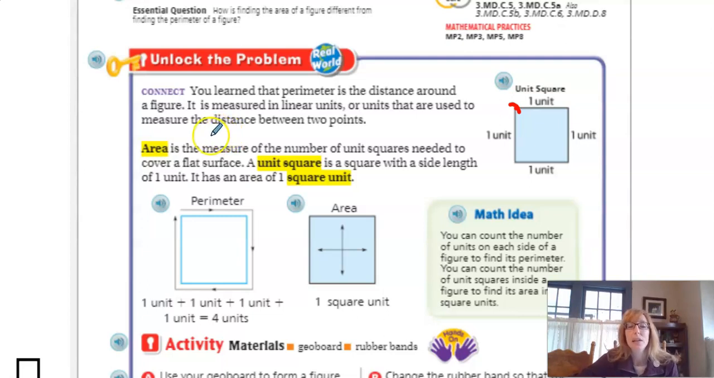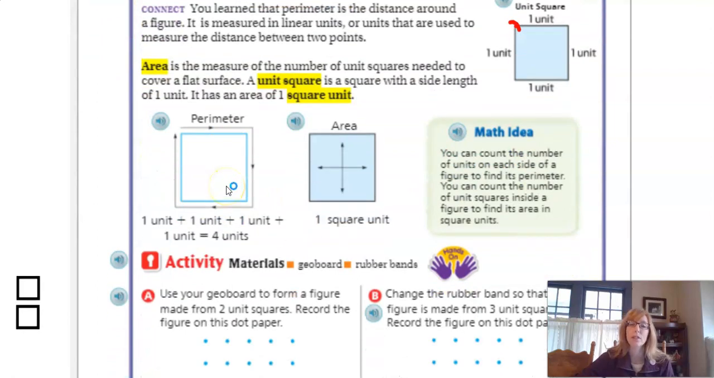Area is the measure of the number of units squared needed to cover the flat part. So now we're talking about the inside part, the flat part. A unit square is a square with a side length of 1 unit. It has an area of a square unit. So if you have this side and this side, then if you were to cover it, it would cover all of this area. That would be 1 square unit.